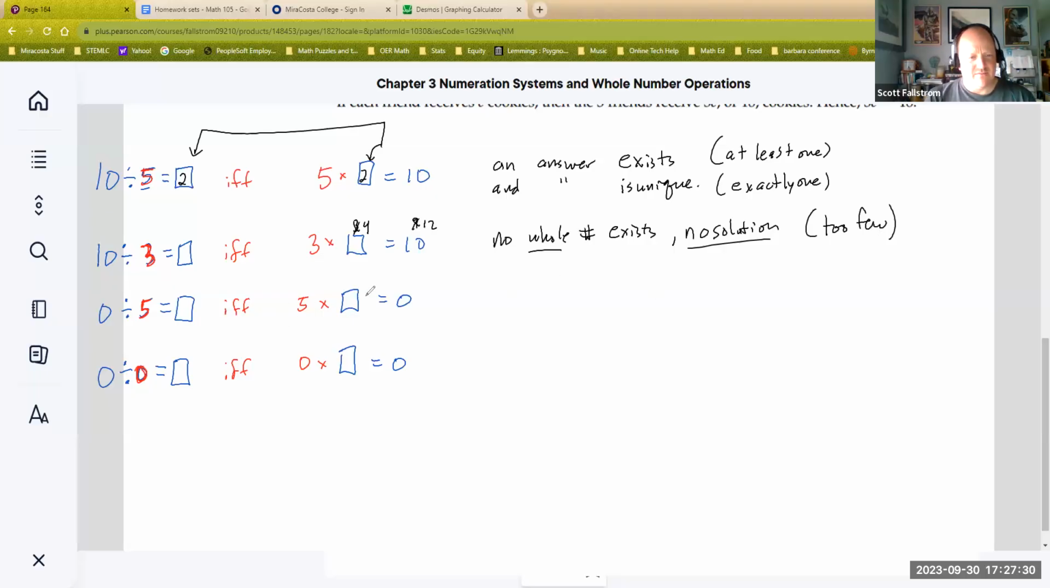If and only if 5 times, okay, 5 times what number gets me to 0? 5 times what number gets me to 0? Pause. 0. 5 times 0 gets me to 0. So you put a 0 in here. You check, is there any other number I can multiply by 5 to get to 0? You'd say no, it is unique. So an answer exists and is unique. So 0 does exist and is unique.